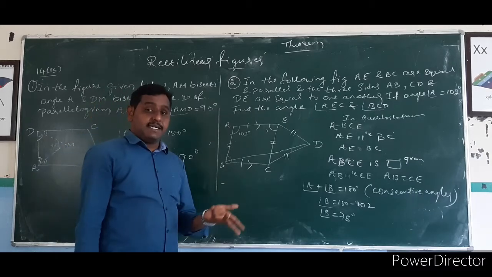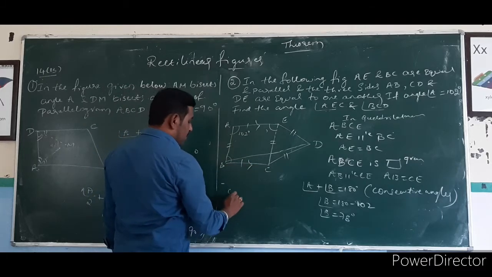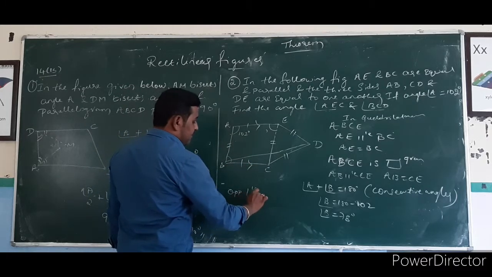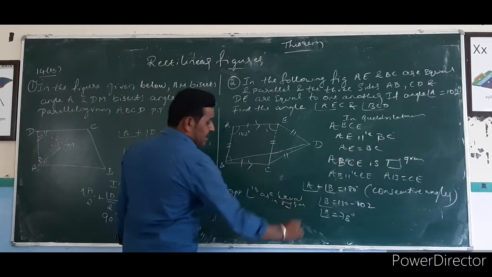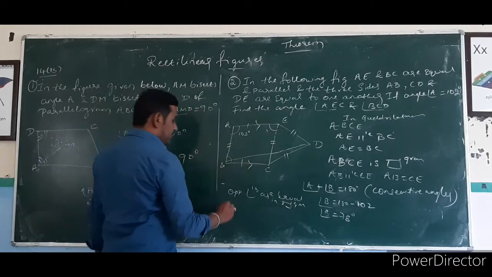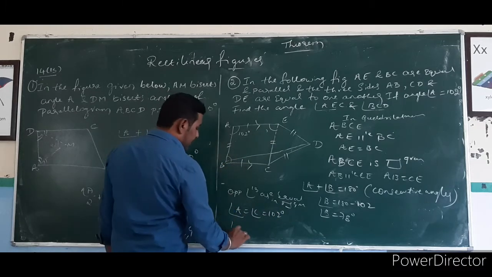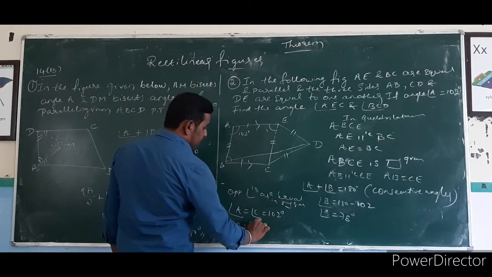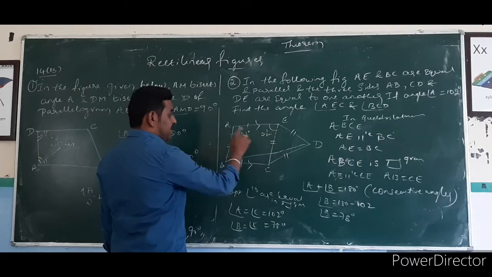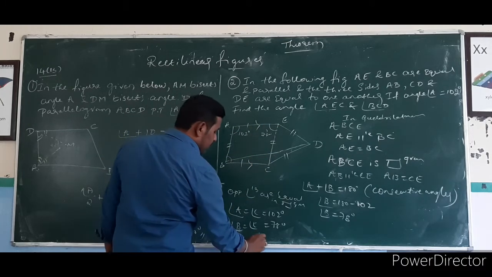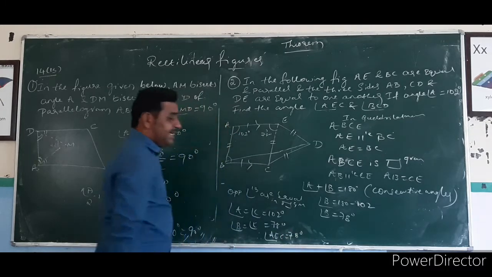We know that opposite angles of a parallelogram are equal. Then angle A equals angle C. Opposite angles are equal in a parallelogram. This symbol shows a parallelogram. So angle A equals angle C, that is 102 degrees. Angle B equals angle E. What about angle B? We already found it is 78 degrees. Angle E is 78, so automatically angle AEC is equal to 78 degrees.